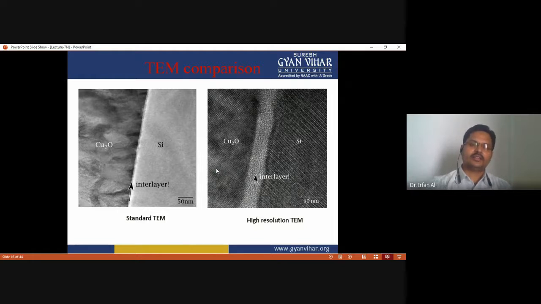We obtain this image by standard transmission electron microscopy, and this image by high resolution transmission electron microscopy. This is a copper oxide nanoparticle, and this is silicon. You can see that with standard transmission microscopy the image does not have much contrast, and here you can see the high resolution image obtained by high resolution transmission microscopy, and the difference between both images.